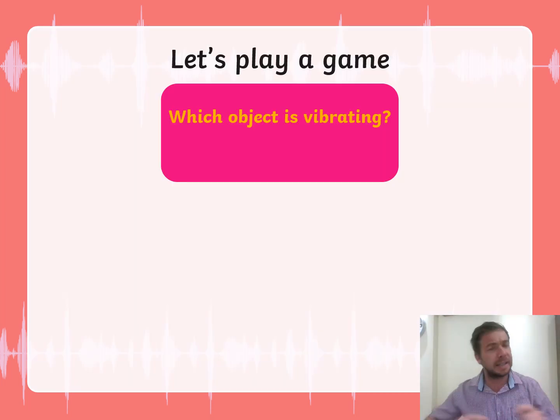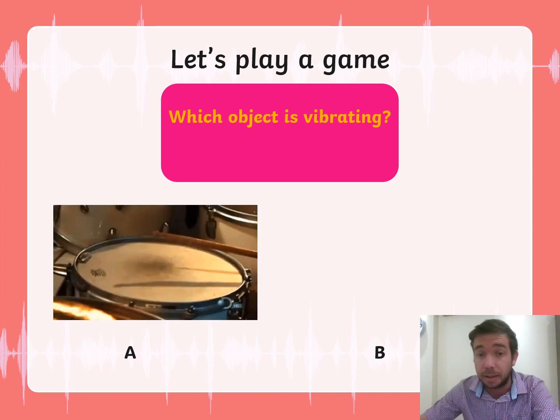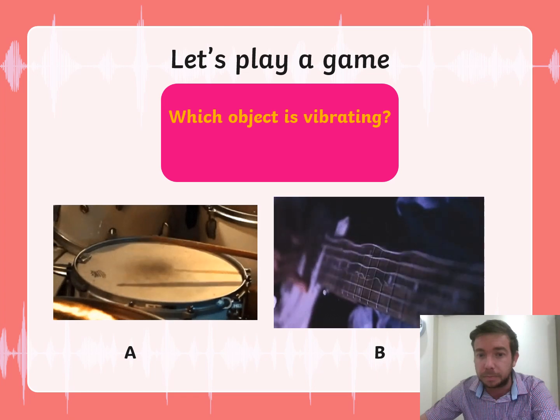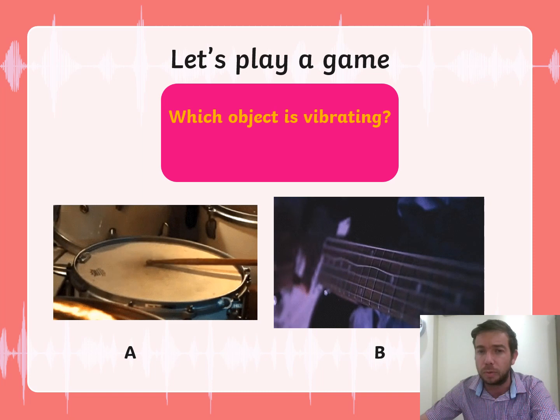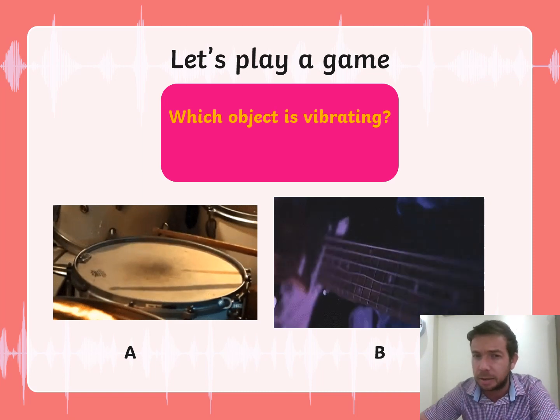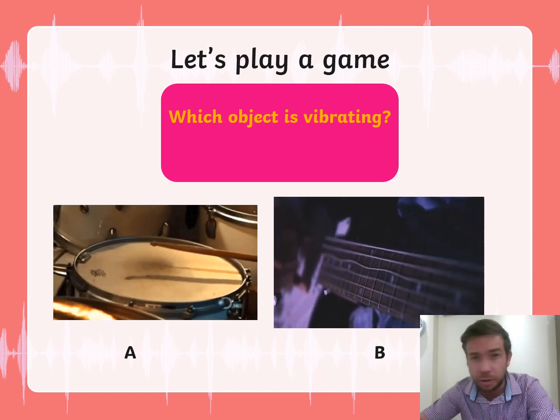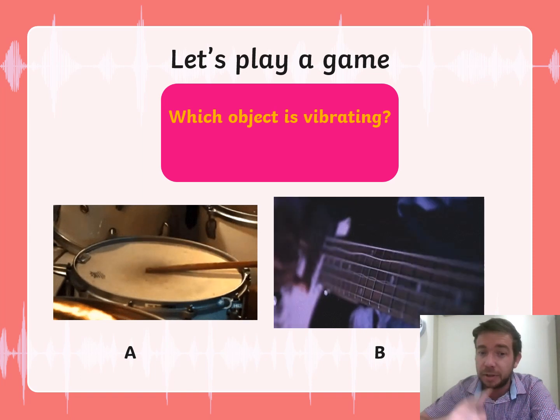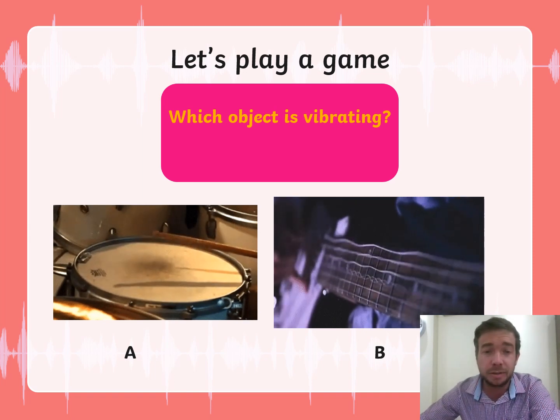Now again, yes, let's play a game. Can you quickly tell me which object is vibrating? Is it A or is it B? Oh, did you say A? Did you say B? Or did you say both? If you said both, you are 100% correct.